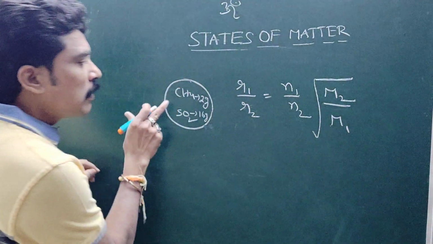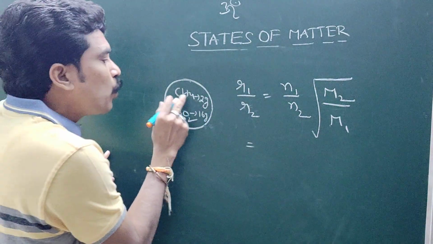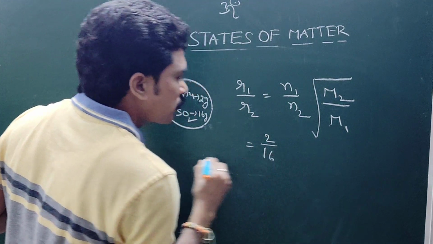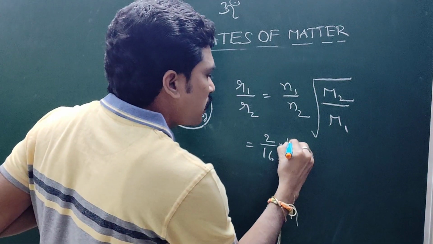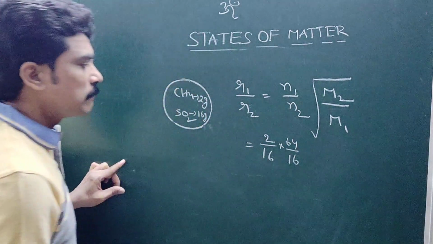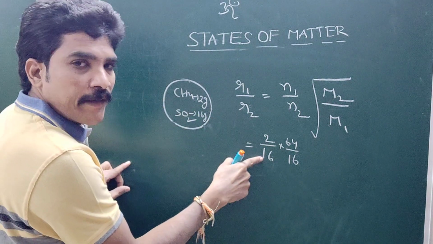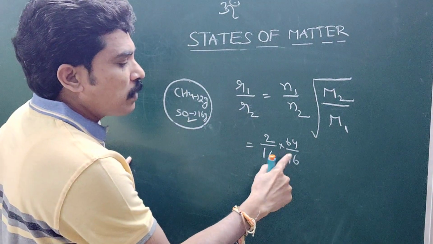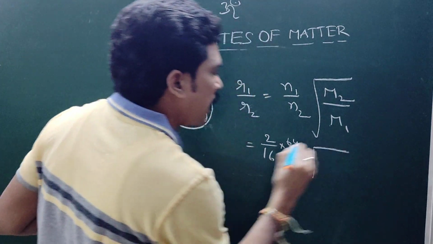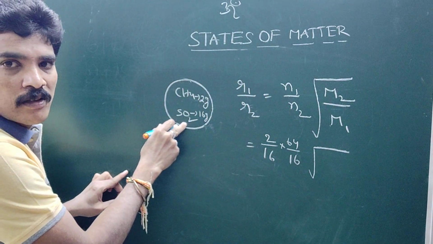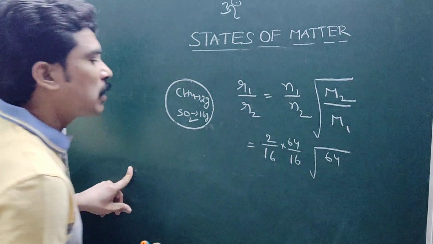So here, first find the initial moles. N1 is equal to 2 by 16, and N2 is equal to 16 by 64. Then I can write 64 by 16. That is weight by molecular weight, 2 by 16 and 16 by 64, into under root M2. M2 is the second gas, SO2, and 64 is its molecular weight.